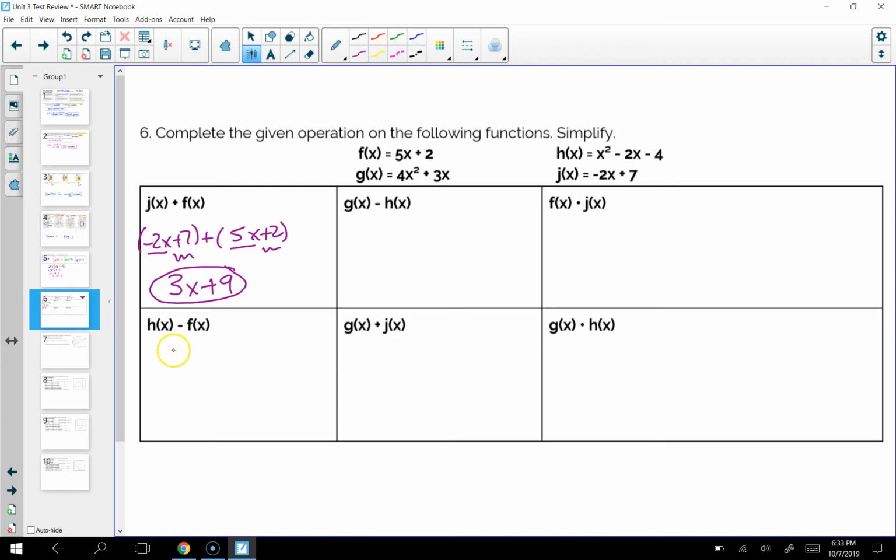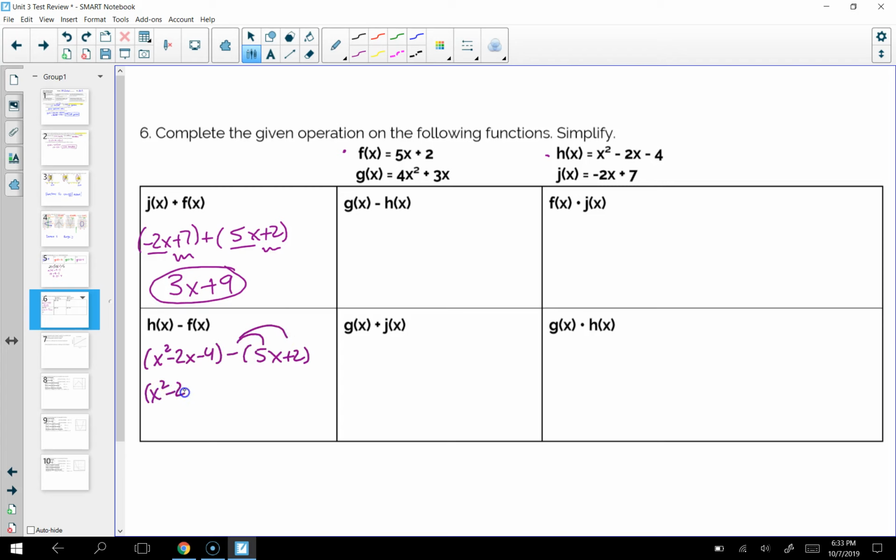Alright, I'm going to go down one. H minus F. So we have H minus F. Write it in the order it gave it to you. H is x squared minus 2x minus 4 minus F, which is 5x plus 2. Alright, remember when we subtract, we're going to have to distribute that minus sign.